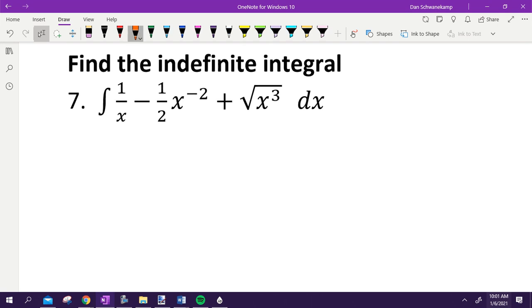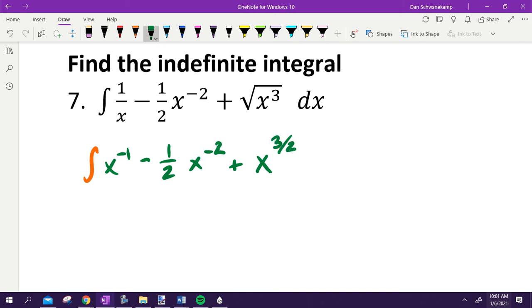Let's look at this one together here. So when in doubt, rewrite it. 1 over x is x to the negative 1. Then x to the negative 2. And then the square root of x cubed. How could I rewrite the square root of x cubed? X to the 3 halves. That is the integral. I haven't done it yet. Now find the antiderivative. Do it quickly. Go.